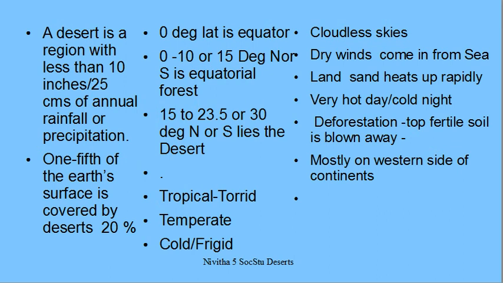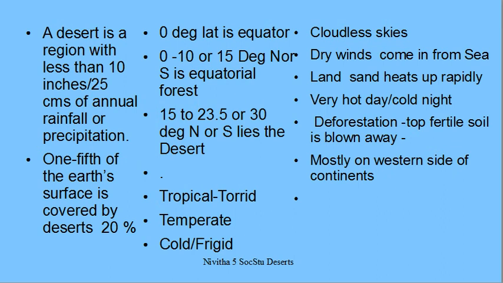And then 15 to 23 or 15 to 30 degrees north or south of the equator is mostly the desert region. The three types of deserts are tropical or torrid deserts, temperate deserts, and cold or frigid deserts. These are also the temperature-wise zones of the earth. You have deserts in each of these zones. This is one important fact. Another important fact is almost every continent has a desert. There is a desert in every temperate zone, and there is a desert in every continent.